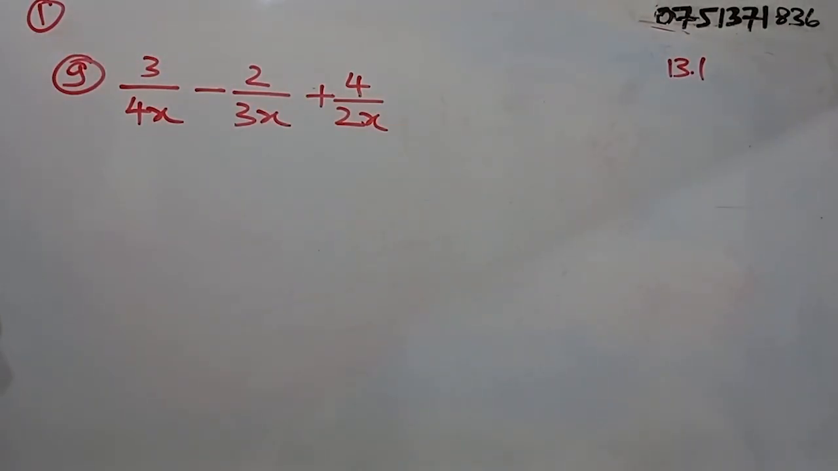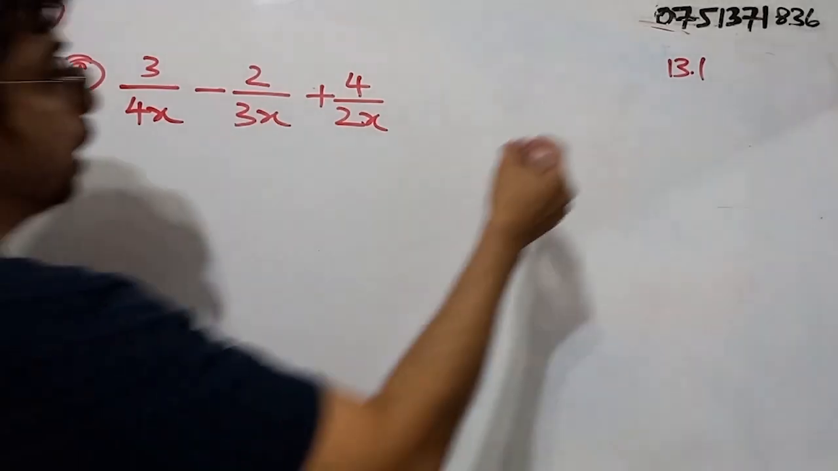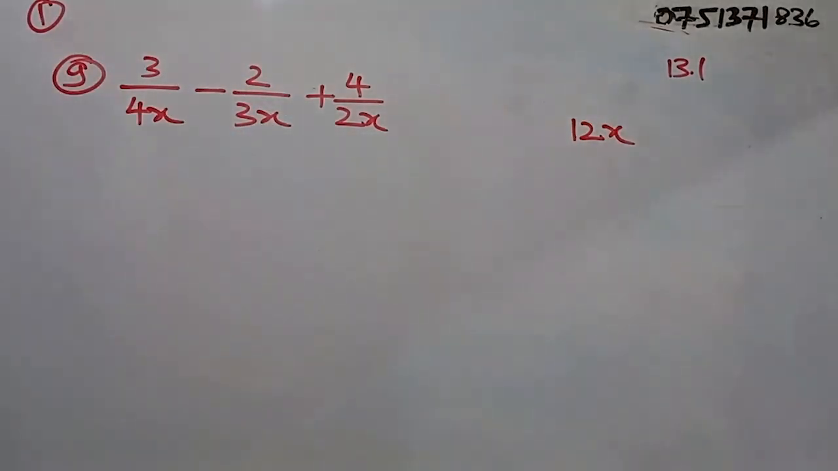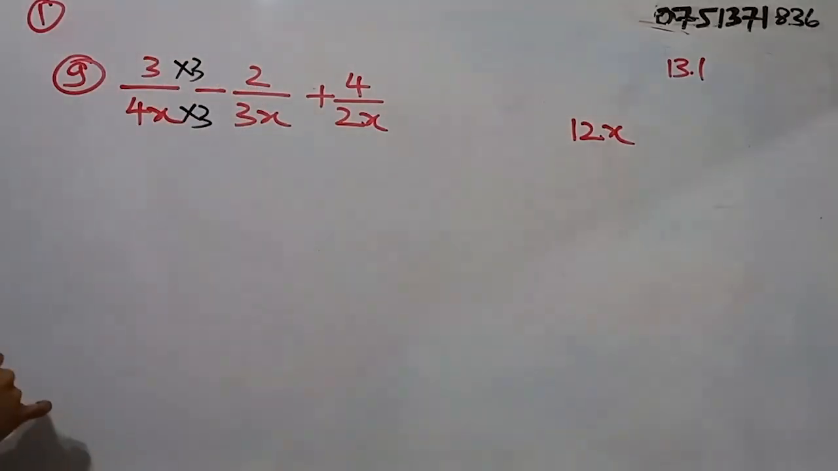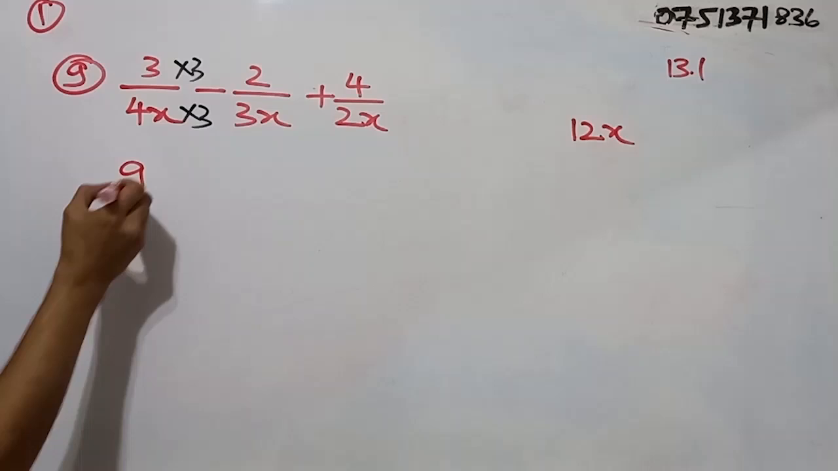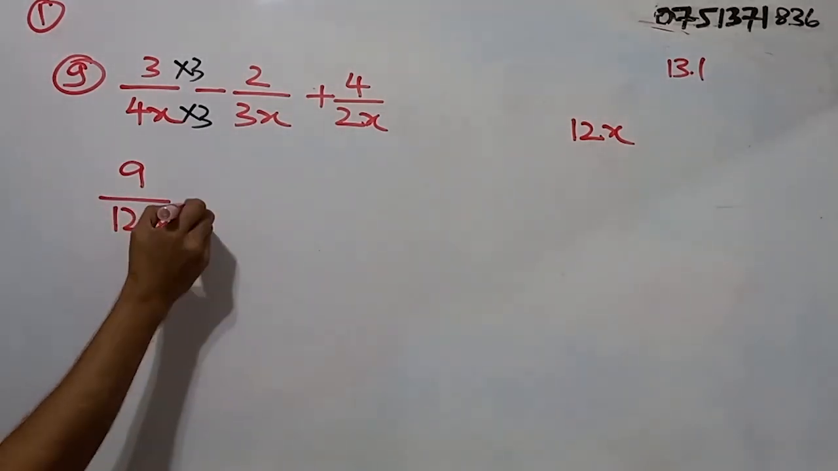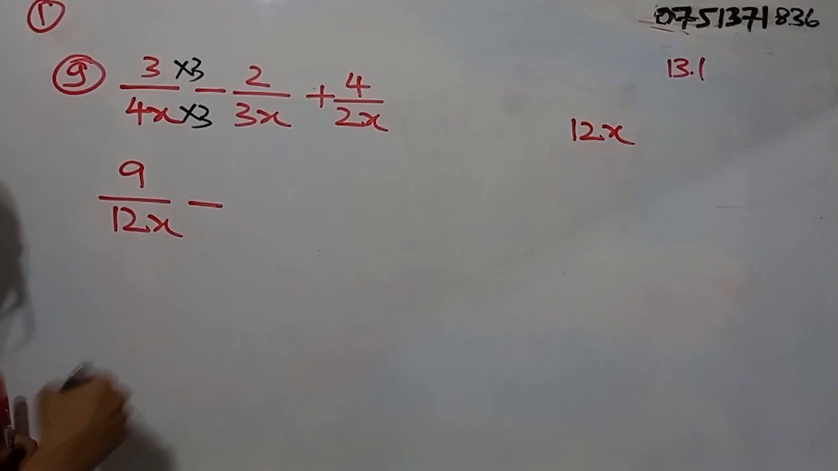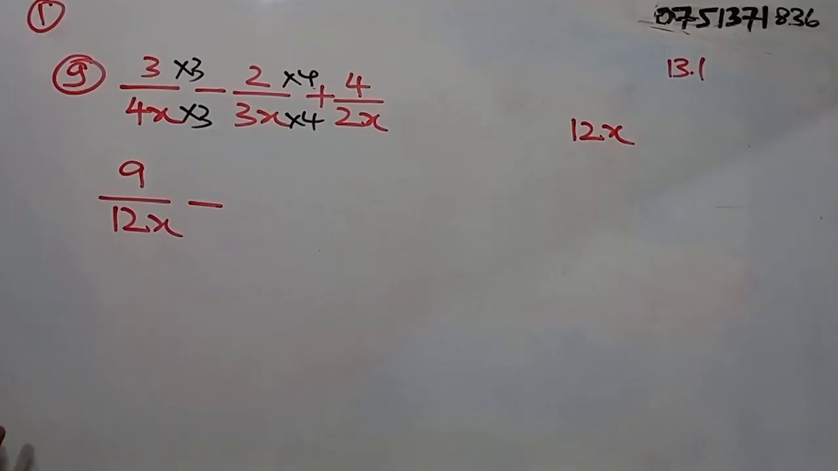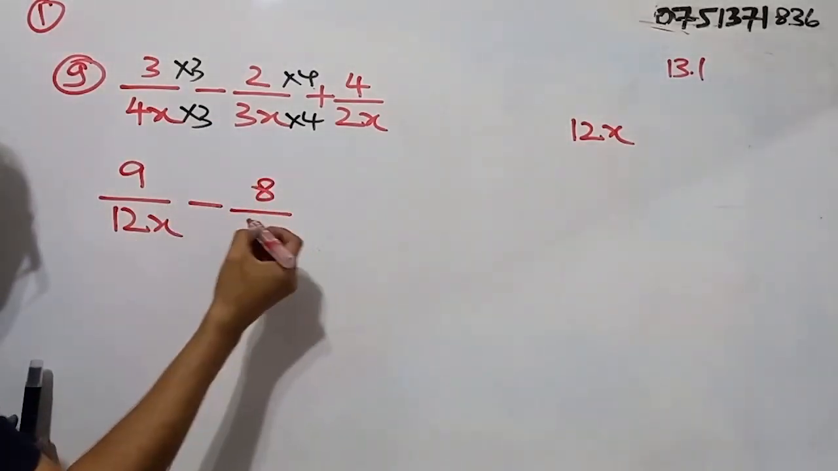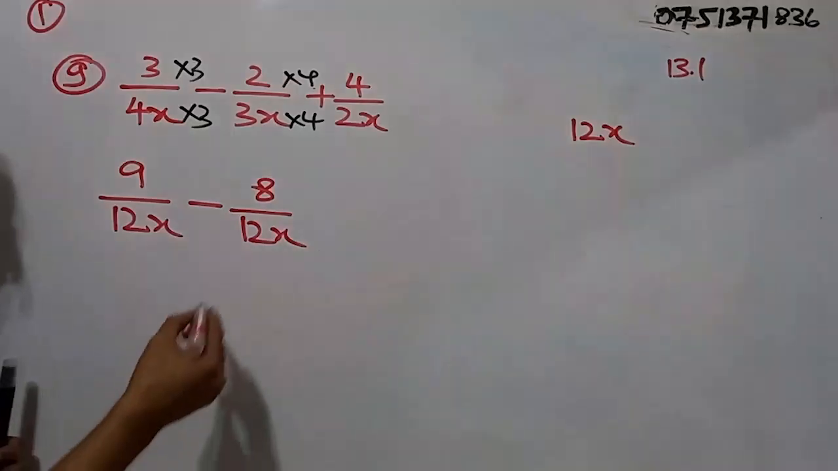In the next question, we have three different denominators, 4x, 3x and 2x. So what will be the least common denominator? It will be 12x, right? So take the first algebraic fraction. We need to multiply the denominator by 3, so we need to do the same thing to the numerator as well. So 3 into 3, that is 9 by 12x minus. In the second algebraic fraction, we need to multiply that by 4. So we need to repeat the same thing to the numerator as well. 2 into 4, that is 8 by 3x into 4, that is 12x.